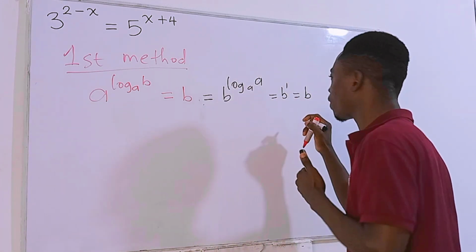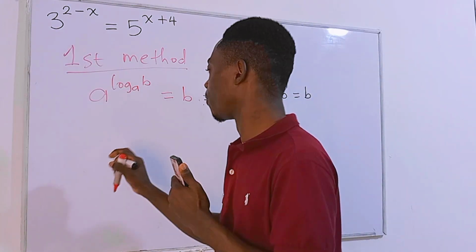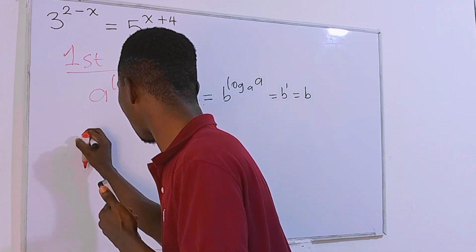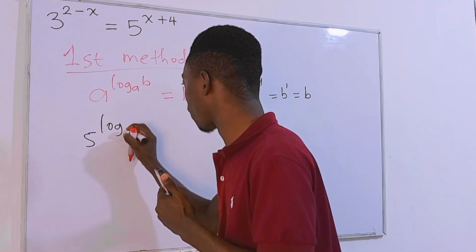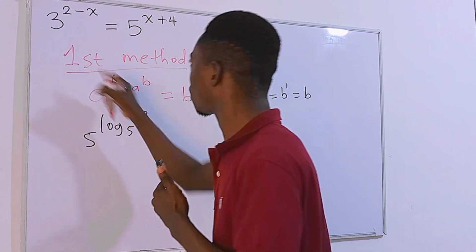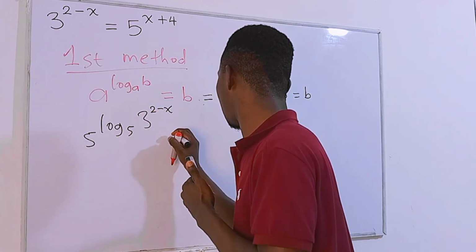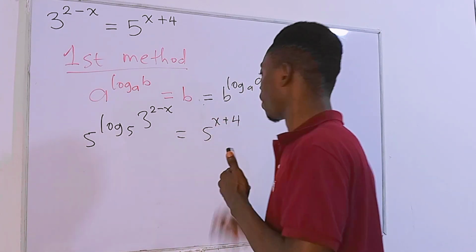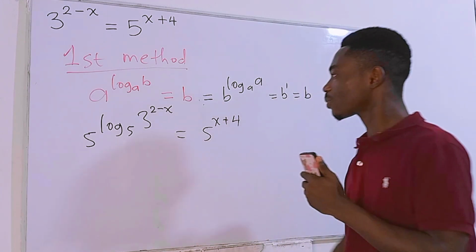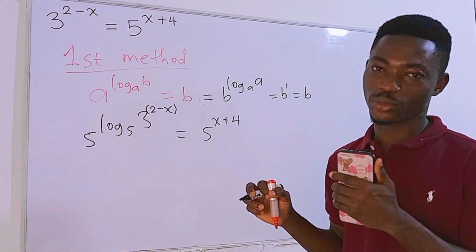So now that we know this, in fact, we can change this base right here to 5 with this idea. I'm going to write the 3 as 5 to the power of the same base, which is also 5, of this right here. That is 3 to the power 2 minus x. And still we have the right hand side to be 5 to the power x plus 4. That is pretty cool. Of course, let me put this in parentheses.